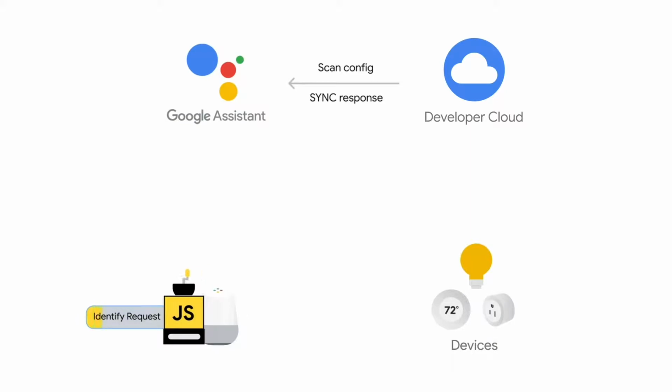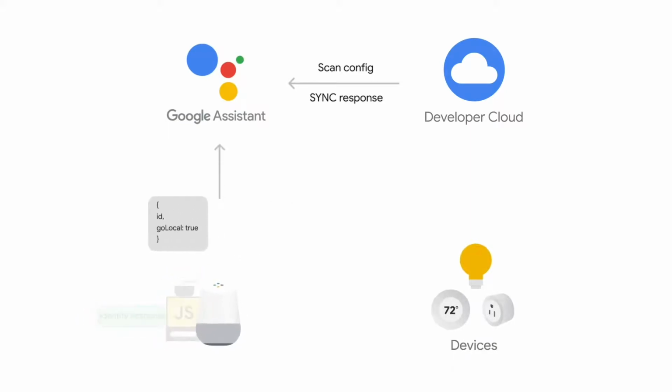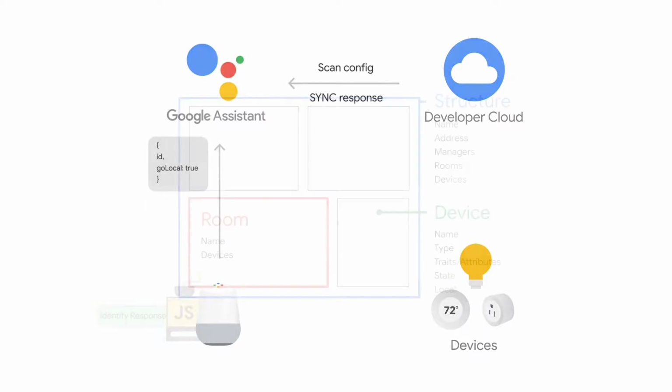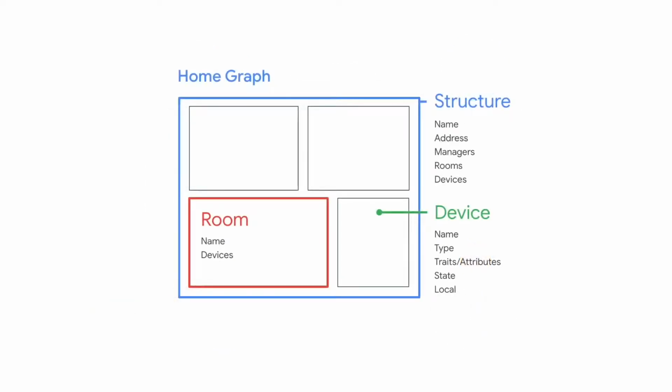Your application then works with the hub to identify any peripheral devices accessible through that bridge and return those unique device IDs. The local device IDs returned by either intent are compared to the local device IDs in the sync response. If the IDs match, the device is labeled for local execution within the user's home graph.